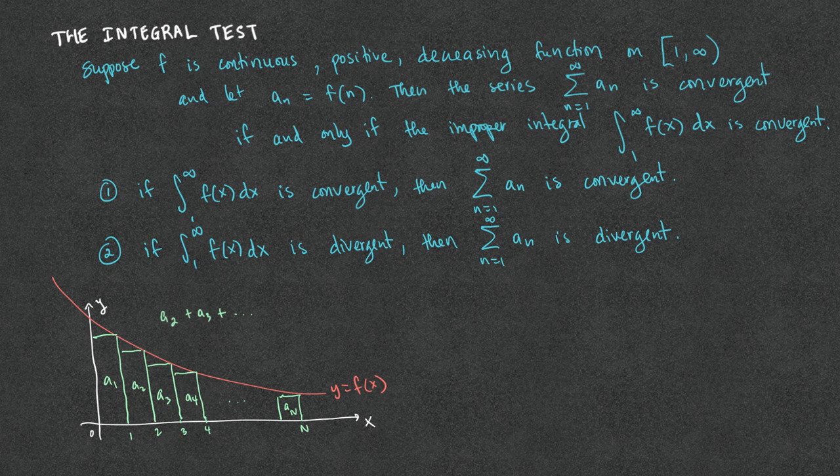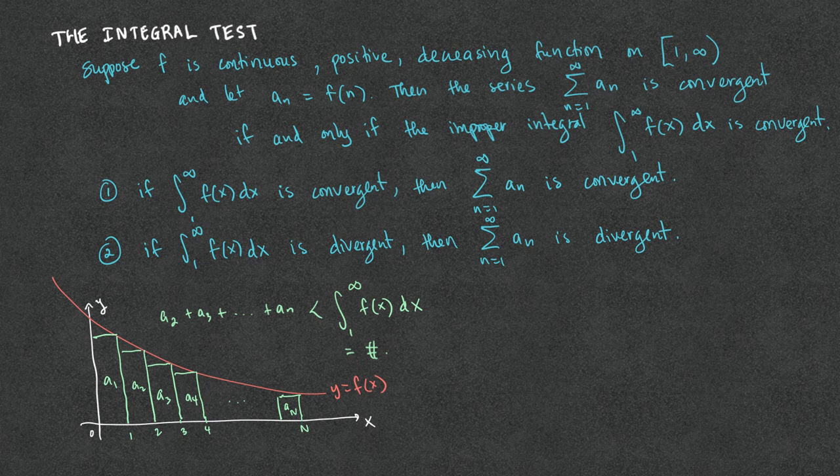Then the sum a sub 2 all the way to a sub n is less than the integral from 1 to infinity of f of x dx. If this integral is convergent, that means it is a finite number, then the sum is also a finite number, and if we add the first term a sub 1 to this finite number, the series is still convergent.